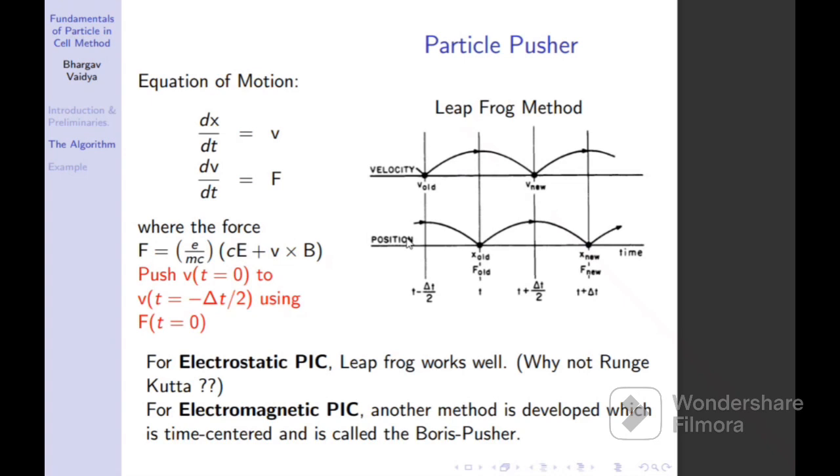So this is basically called the leapfrog method, and it is time centered. For an electrostatic field, leapfrog works very well. That is the case when we have no magnetic fields, we just take electric fields. In such an electrostatic case, leapfrog works well. But if you have an electromagnetic field, there is another method which is called the Boris equation. I will discuss that.